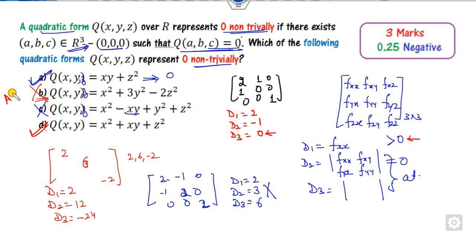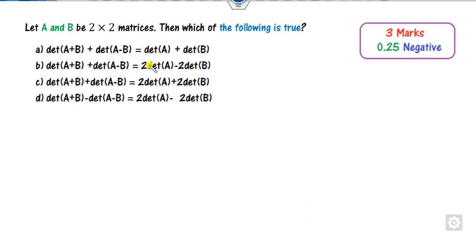So it means A and D are the correct answers. Also you can see that they are asking about the quadratic form, so more than one answer is correct. How can you solve this one?